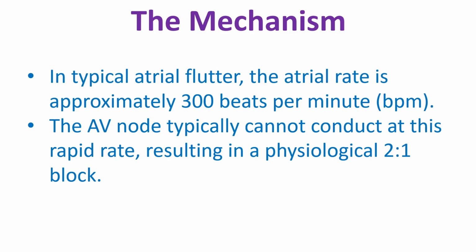In typical atrial flutter, the atrial rate is approximately 300 beats per minute. The AV node typically cannot conduct at this rapid rate, resulting in a physiological 2:1 block. Some call it 2:1 conduction.